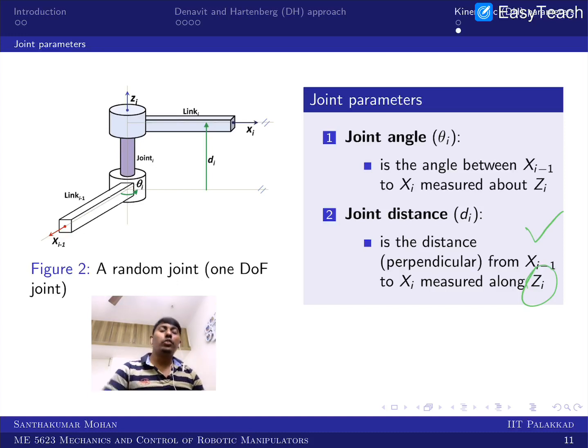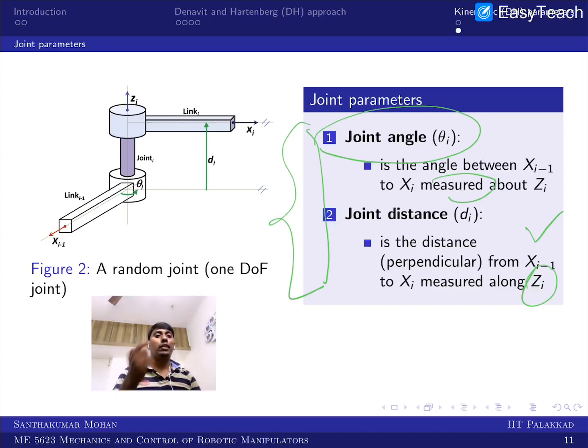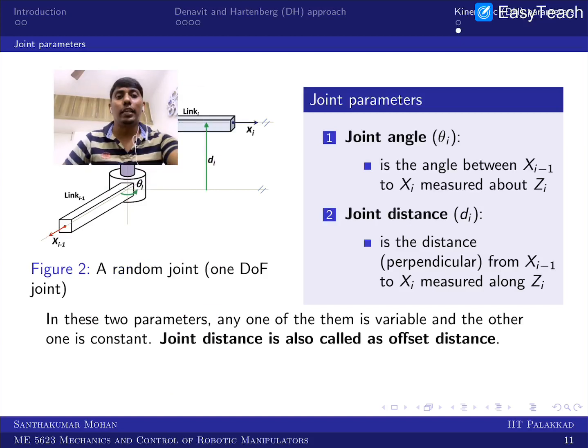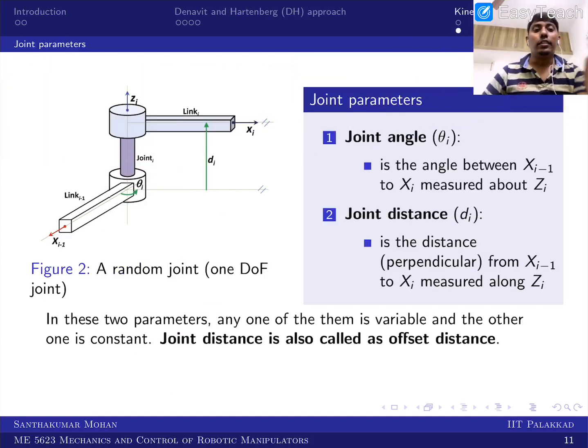Okay. Now this joint distance can be negative, but the link length cannot be negative. And with respect to these two parameters, as per the Denavit-Hartenberg approach, one of them is supposed to be variable and the other one is fixed. Why is it so? Because we assume that every joint has 1 degree of freedom. So it would allow either translation along the axis or rotation about the axis. In the sense, one of these is constant and the other is variable. That is what we are telling here: of these two parameters, any one of them is variable and the other one is constant.